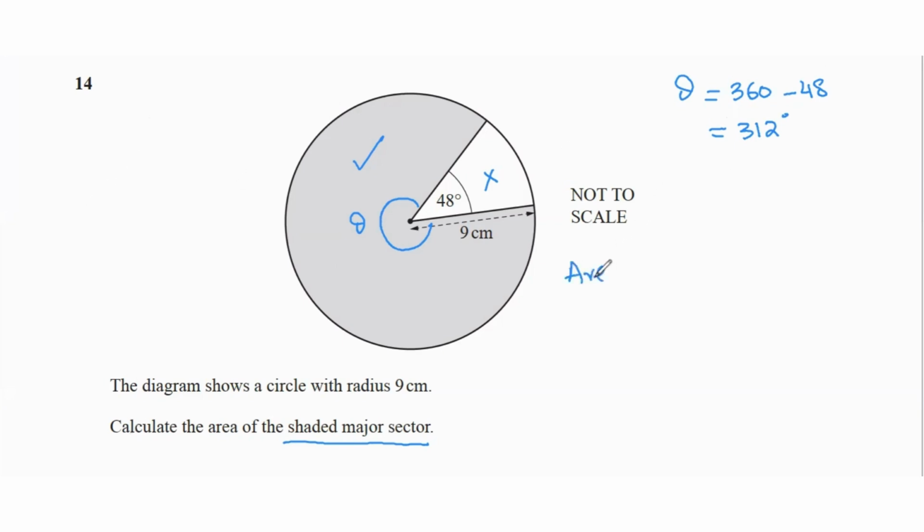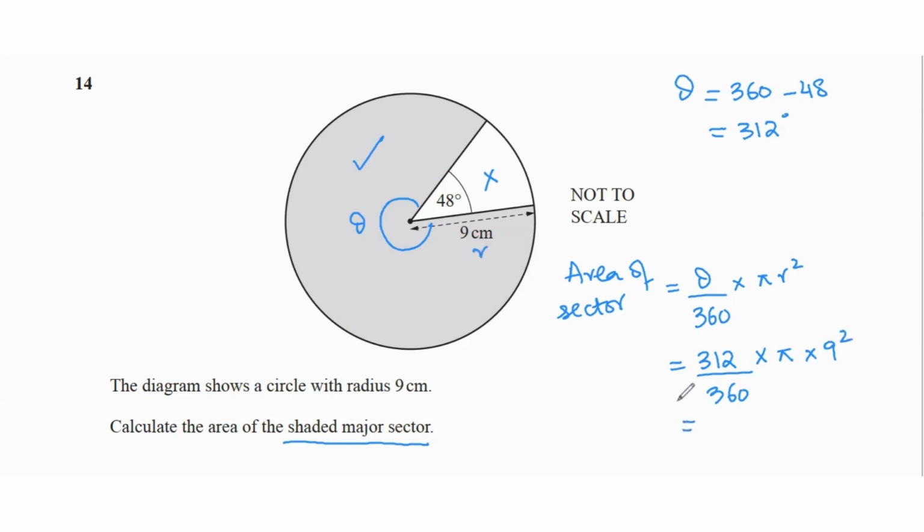Next, we need to know the formula of a sector. So area of sector is basically theta over 360 times pi r square. So that's 312 over 360 times pi, and r square is 9 square, which is the radius. So when you plug this in the calculator, what you should get is 220.54 centimeter square. That is your area of the shaded major sector.